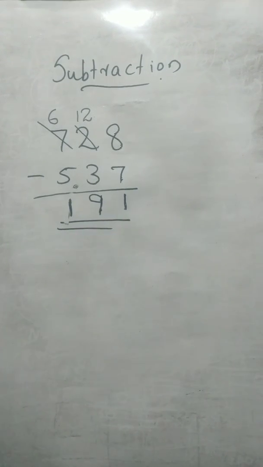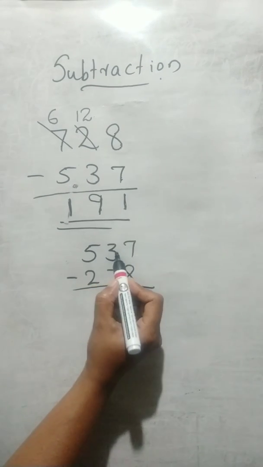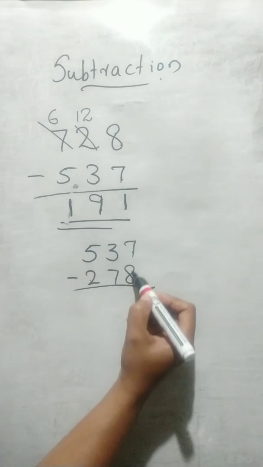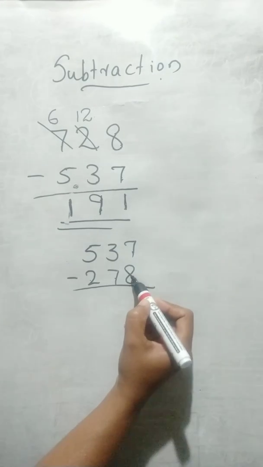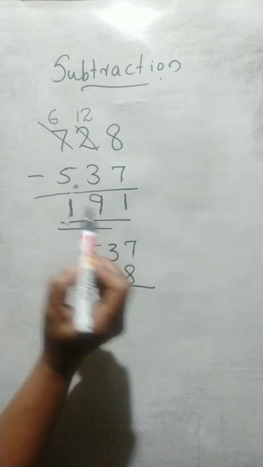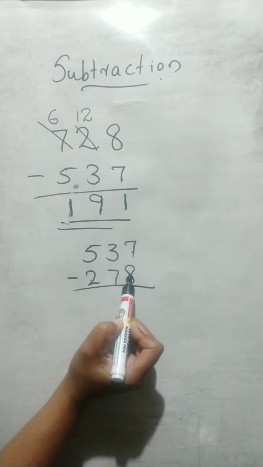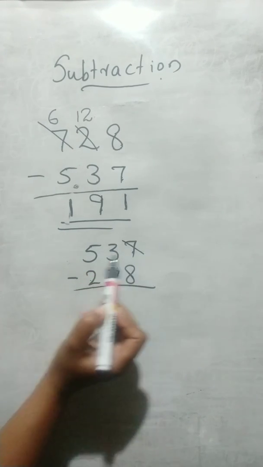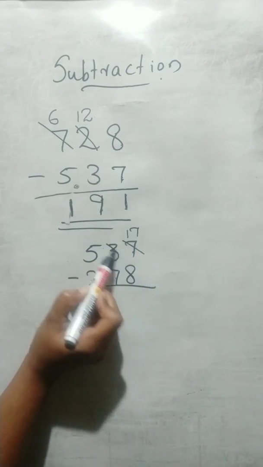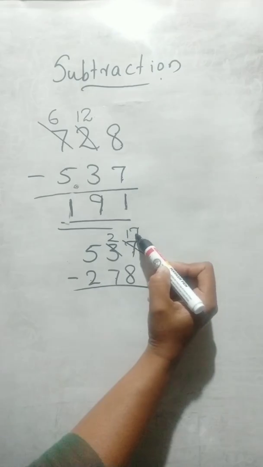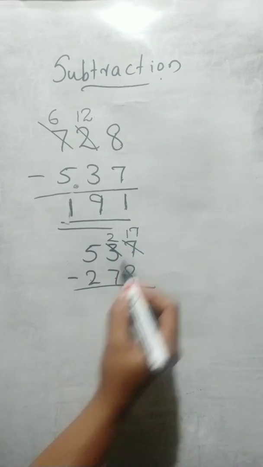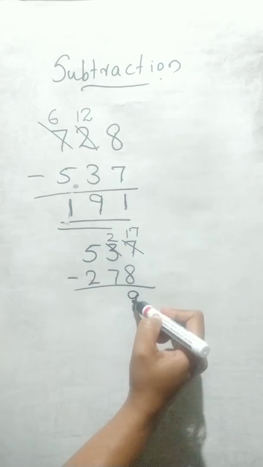Okay, next we can write another number. 537 minus 278. So compare this ones place digits. Here it is 7 and 8. What can we do? Here 7 is smaller than 8. So the first step is, if the top number is smaller than the bottom number, at the same time please cut this top number. Now it is 7. Then we have to write that 17 and this 3 became 2. Then 17 minus 8 is equal to 9. 8 plus 9 is equal to 17, so 17 minus 8 is equal to 9.